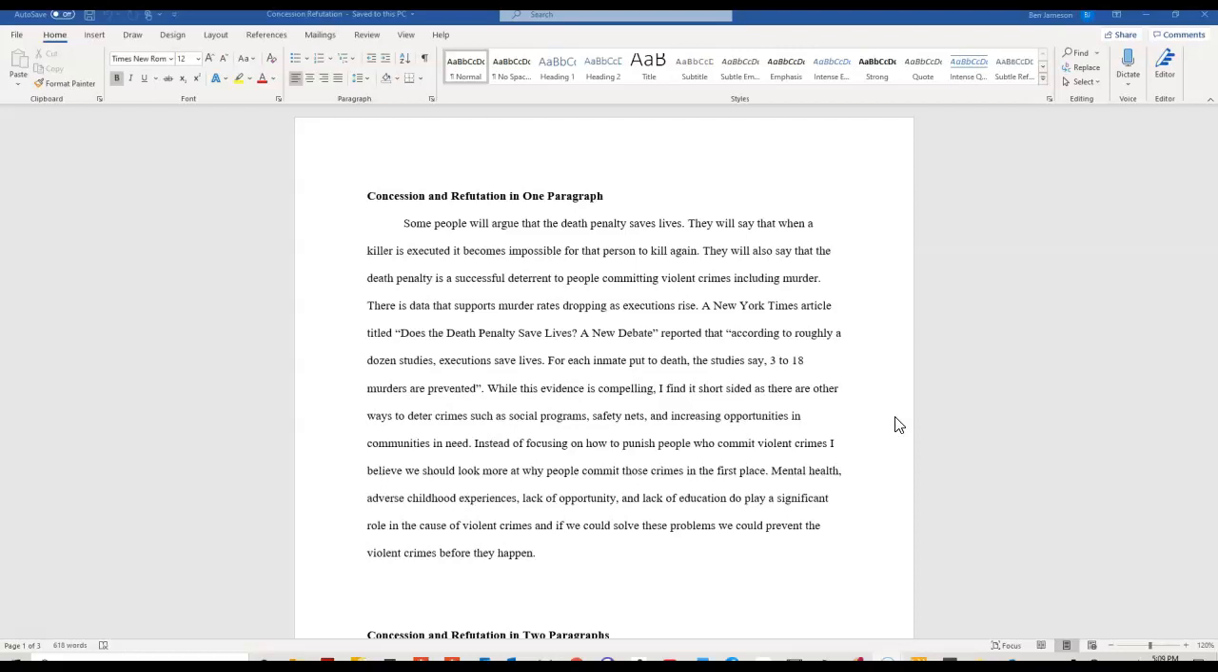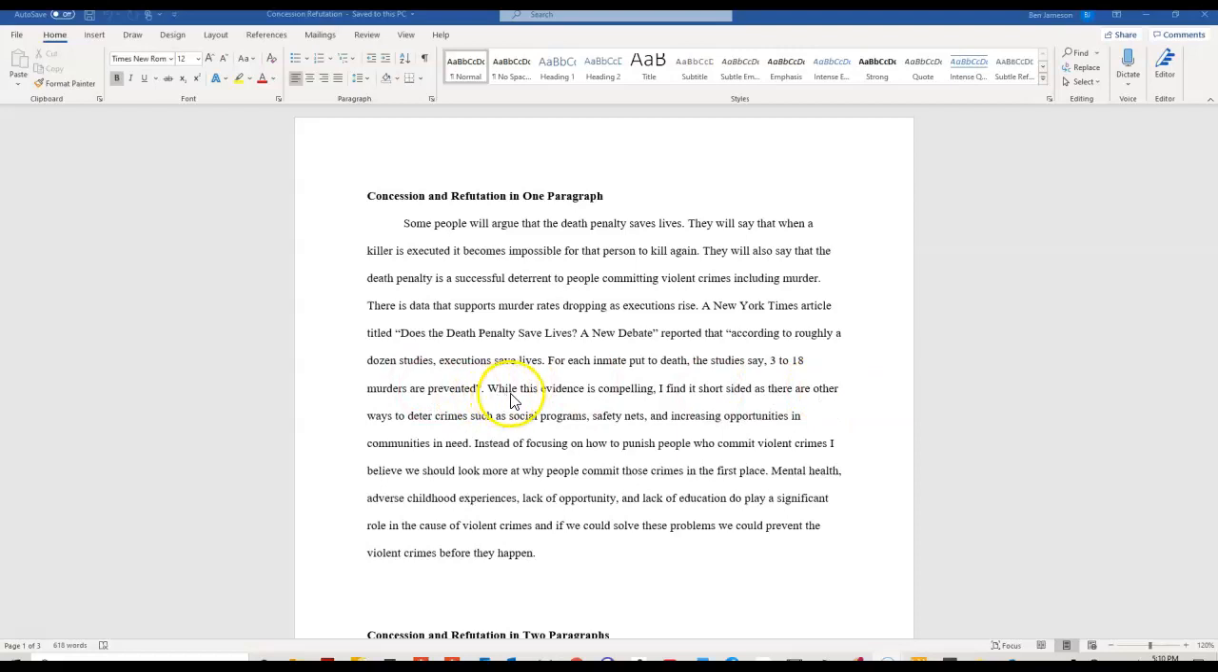There is data that supports murder rates dropping as executions rise. A New York Times article titled "Does the Death Penalty Save Lives? A New Debate" reported that, according to roughly a dozen studies, executions save lives. For each inmate put to death, the studies say, 3 to 18 murders are prevented. While I find this evidence compelling, all right, so that was all about a point that runs contrary to my own, and now I'm beginning my analysis or explanation of why I think that this point is actually weak and that my position is actually correct.